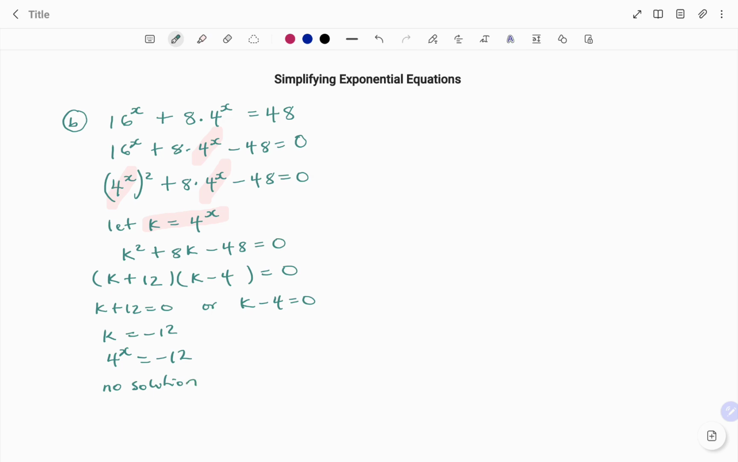It's a positive number. On the other side, I have k equals 4, moving my 4. I have 4 to the power of x equals 4, replacing my k. The bases are the same. Therefore, I'm going to equate the powers. x equals 1.